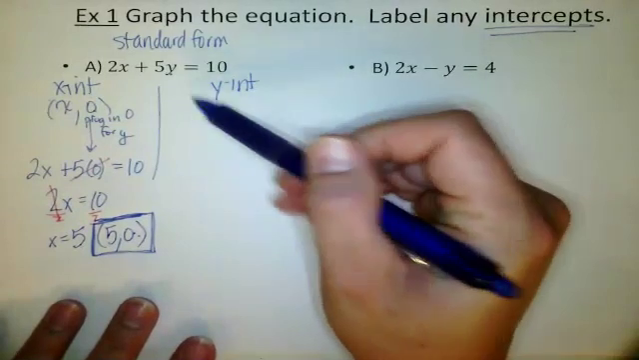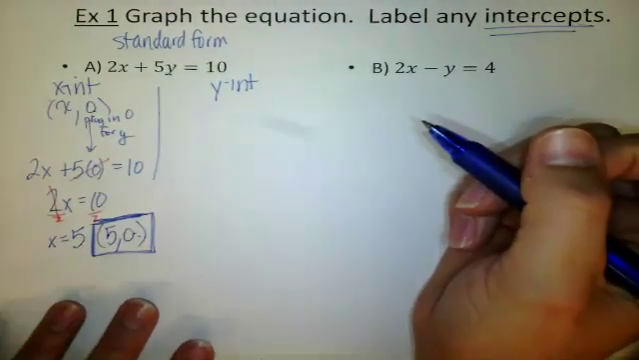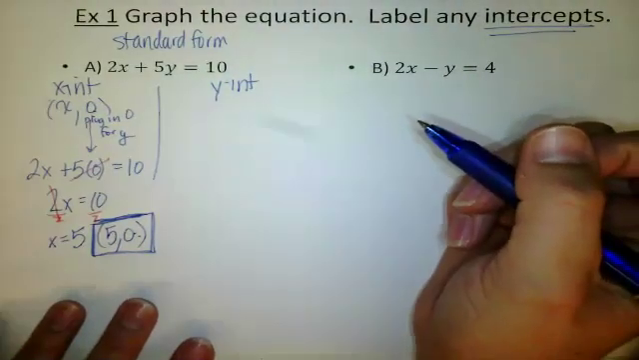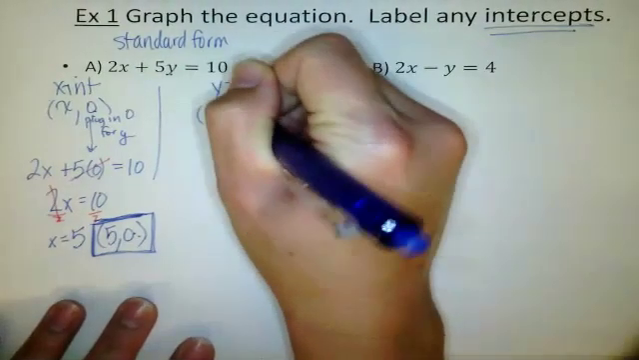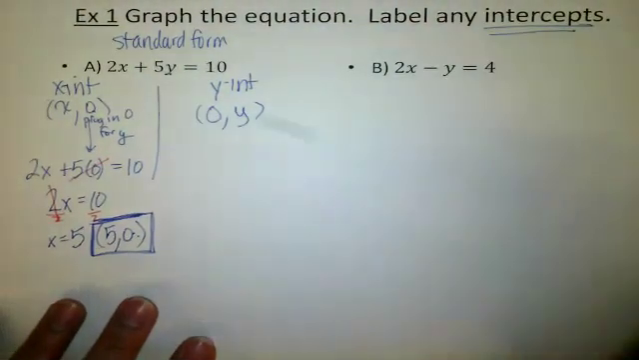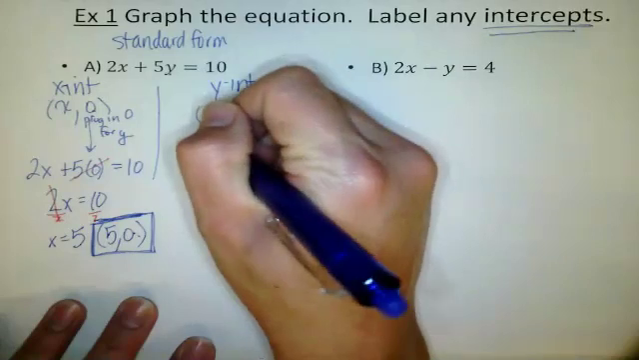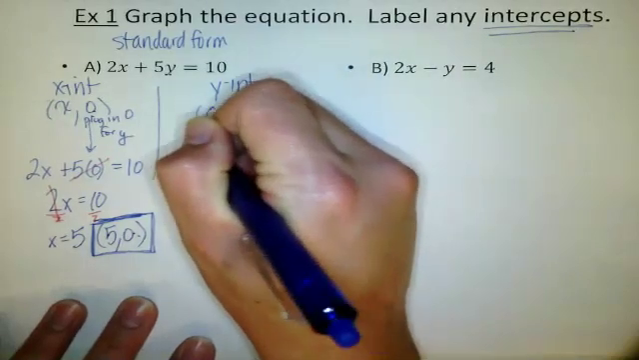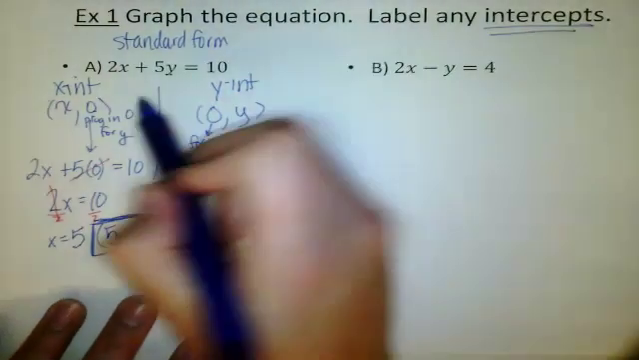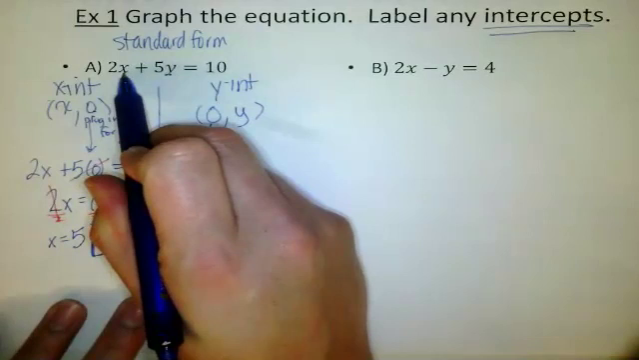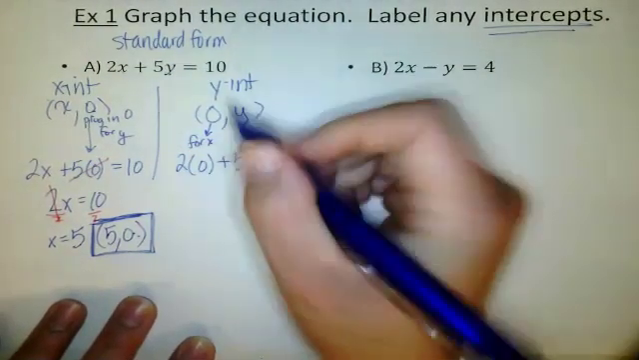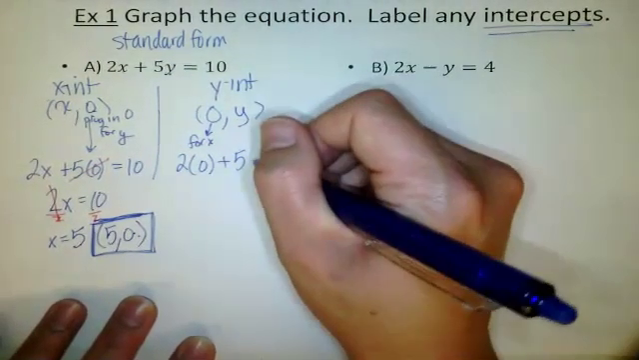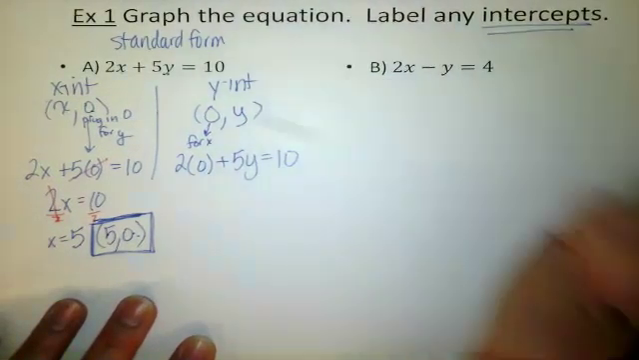How do I find a y-intercept? What does the ordered pair look like? 0, y. What does that mean? What does it tell you to do? Plug in 0 for what? Yeah, 0 for the x coordinate, or for the x value. So I'm going to take my equation, 2 times 0, because I'm replacing the x with the 0, plus 5y equals 10.